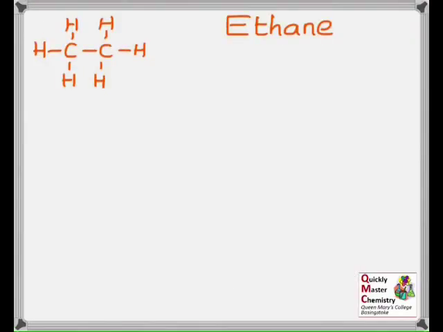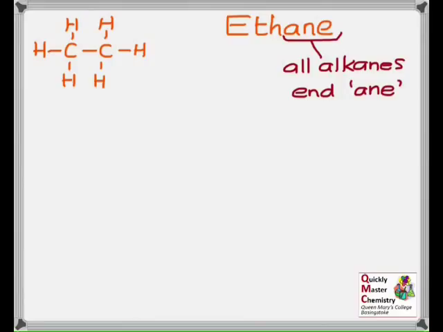We'll use a simple example to introduce the rules involved in naming alkanes. Here's a 2-carbon alkane, and the systematic name for it is ethane. You might be familiar with that already from school studies. We can unpack this name to show the rules involved. At the end of the name we find the letters A, N, E, and that's the same for all alkanes. So whenever you're naming an alkane, the name will end with the letters A, N, E.